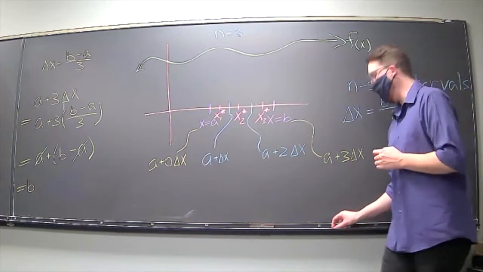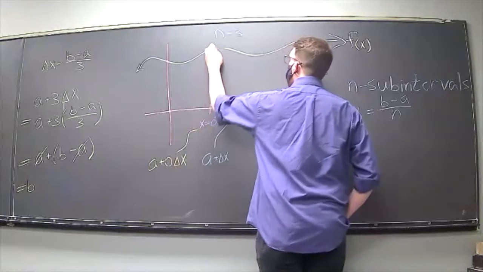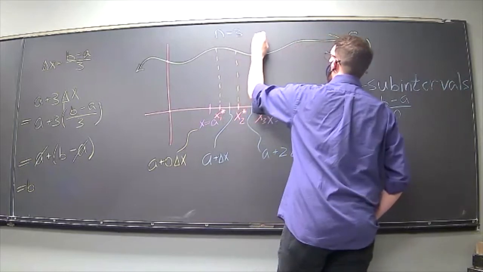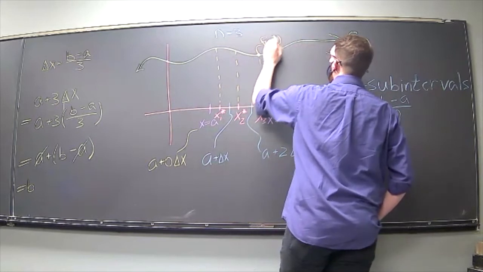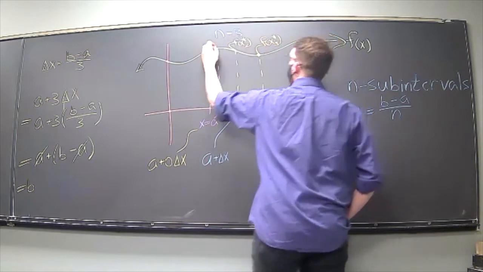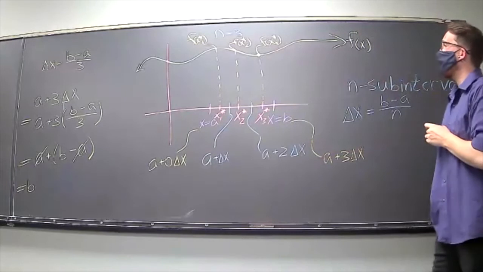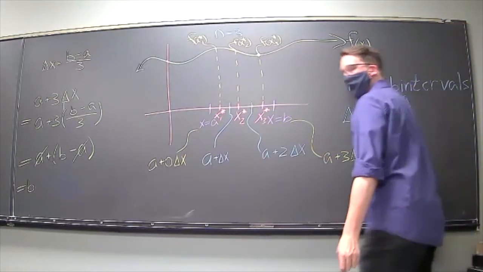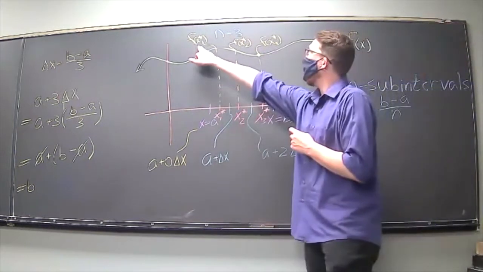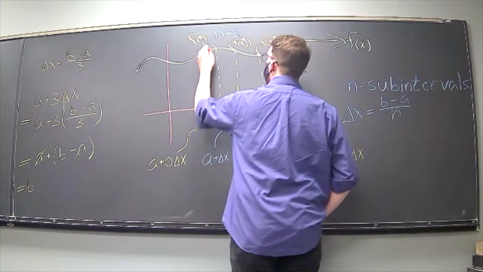So now, what we're going to do is we're going to say, all right, what's the value of our function at each of these points? This is f at X star 3, f at X star 2, and f at X star 1. Now from here, we're going to make rectangles of the height f at X star in these intervals. So that's going to look something like this.